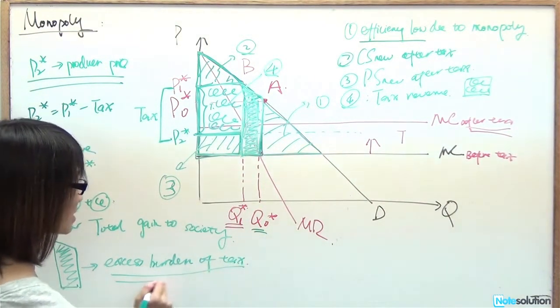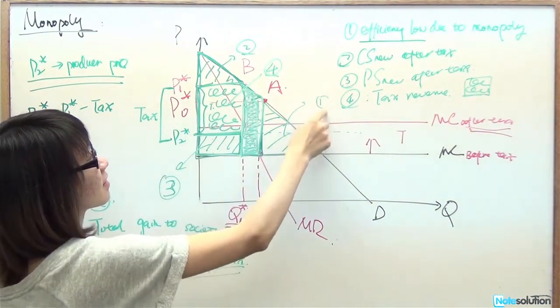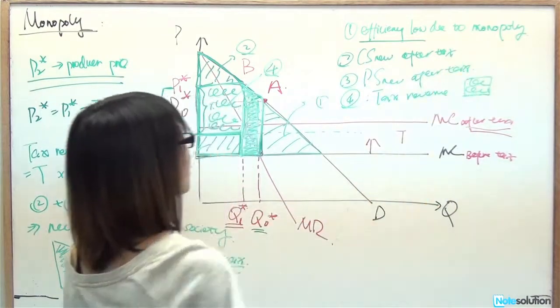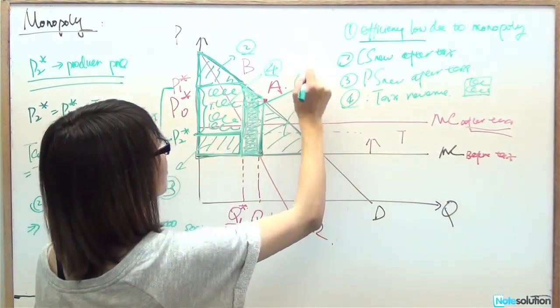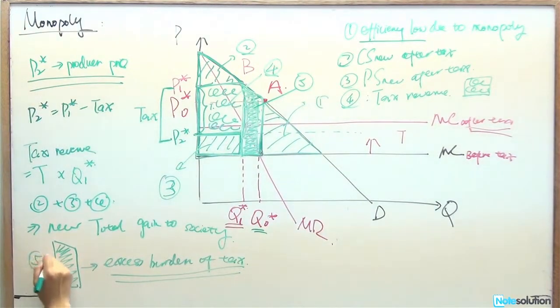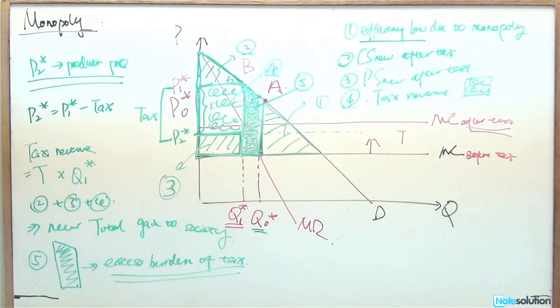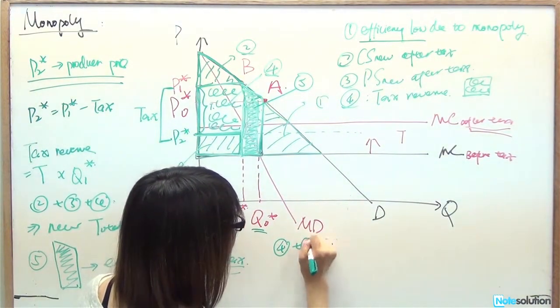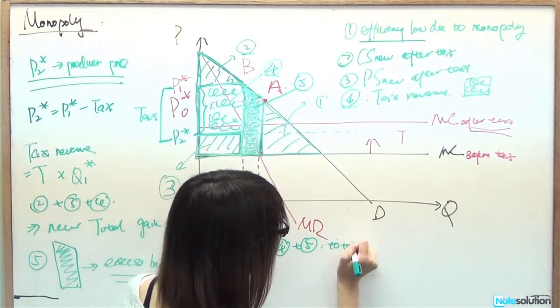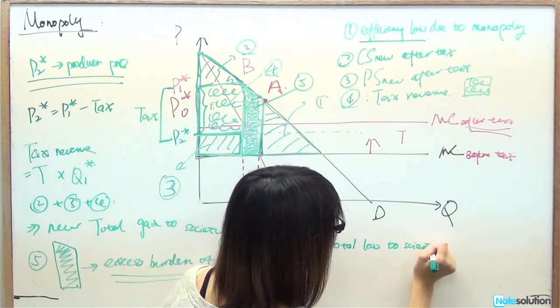Now we have two parts of the efficiency loss. Part 1 is the efficiency loss due to the monopoly, and we specified this one to be part 5. So part 5 is the excess burden, or deadweight loss, due to the tax. So 4 plus 5 is the total loss to society.